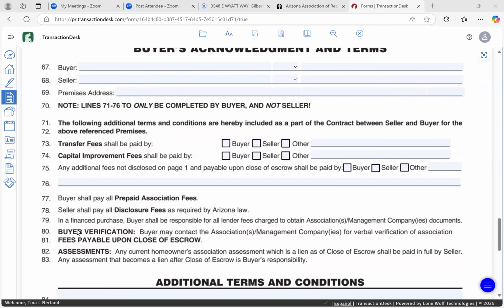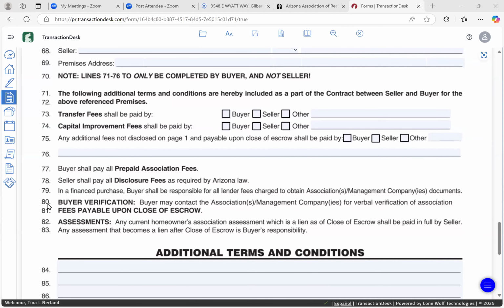So the seller would need to be aware that they're going to see that on their settlement statement when we go to closing. In a finance purchase, the buyer shall be responsible for all lender fees charged to obtain association management company's documents. So that's like any rushing fees, any HOA demand fees, that kind of stuff. Buyer verification: the buyer may contact the association management companies for verbal verification of association fees payable upon close of escrow. Note how it says buyer. The buyer can contact them. You don't contact them. If it's important to them, they are to do their due diligence. But we are hoping that the seller has given us accurate information.